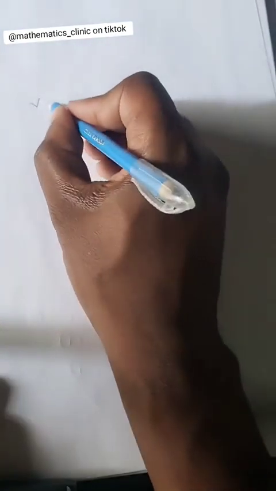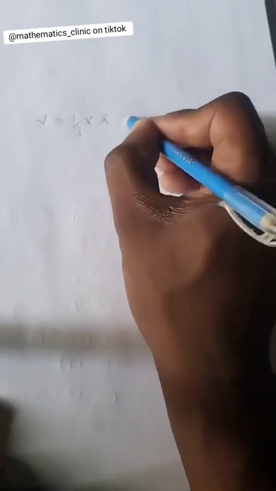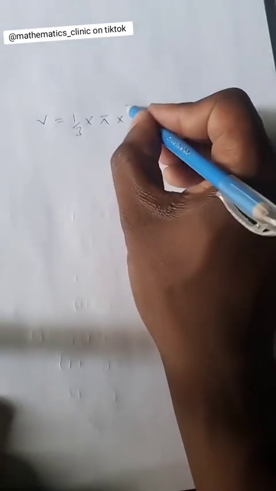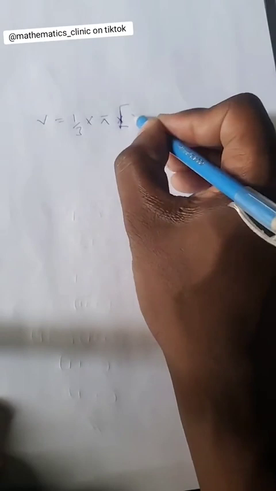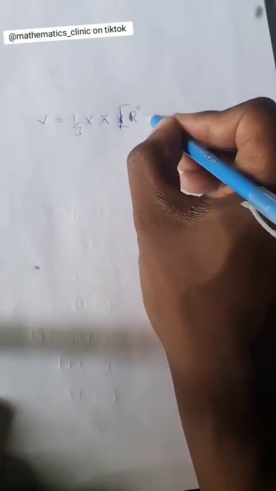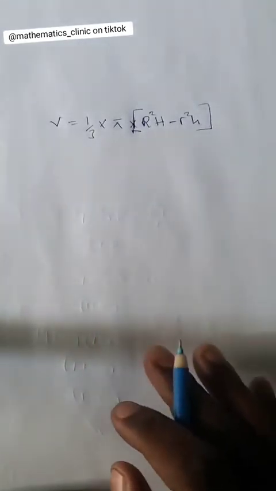Get to know the volume of that. So now how do we get to find the volume of the first cone? Because the formula for the first term of a cone is volume equals 1 over 3 times pi times open bracket, the bigger radius squared times height, minus the smaller radius squared times the smaller height. This is the formula we get to use.